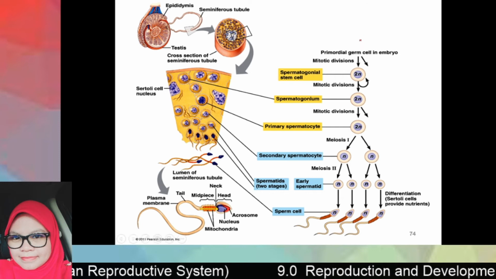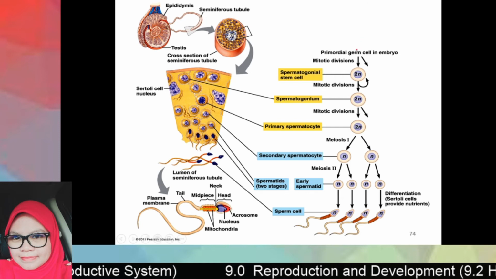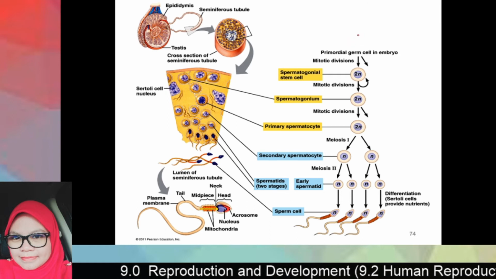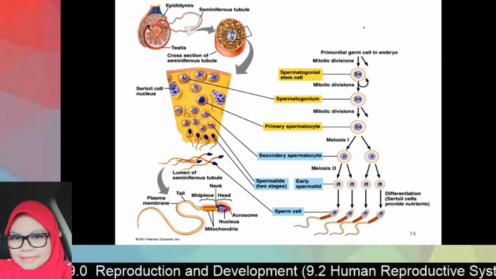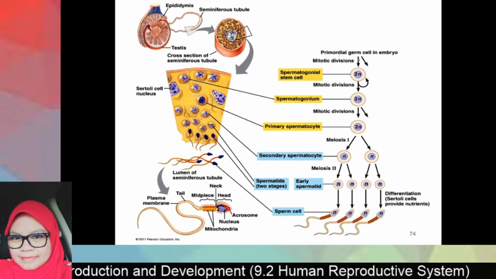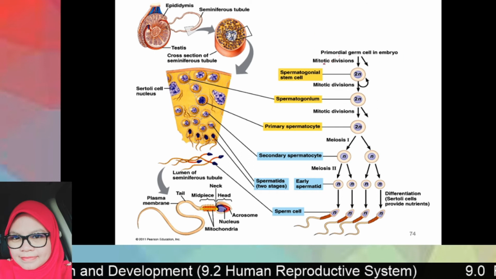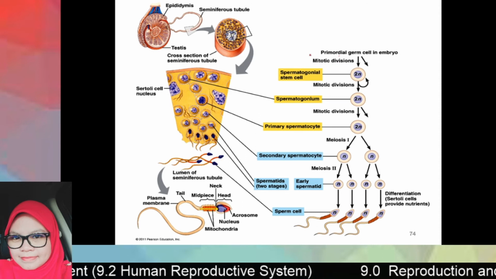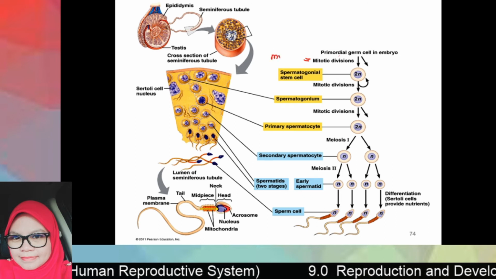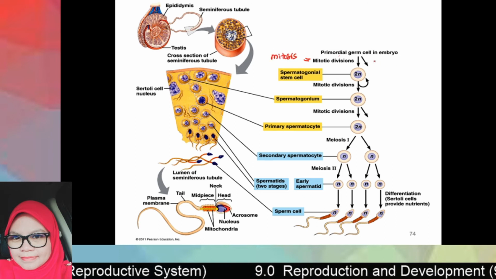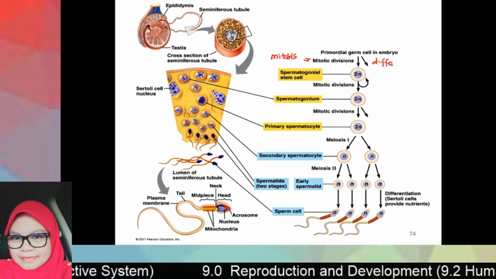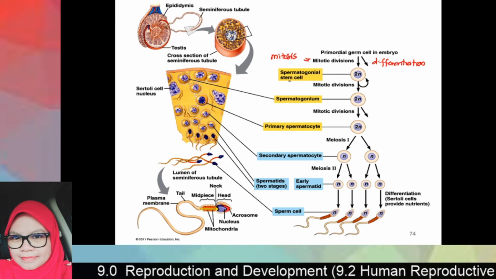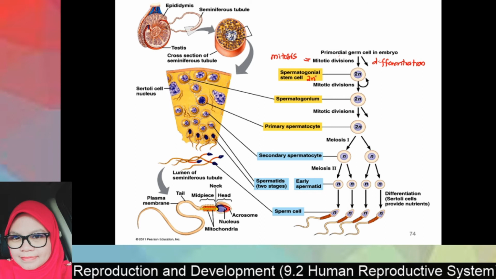Spermatogenesis is a process producing sperm. It occurs in the seminiferous tubule of the testis. It starts since the fetus stage. First, the primordial germ cell in the embryo will divide by mitotic division, meaning it undergoes mitosis, and at the same time undergoes differentiation to become spermatogonial stem cell, which is diploid.